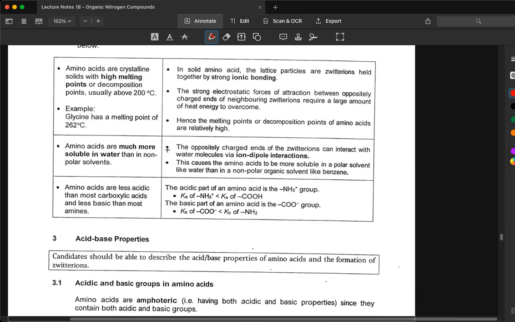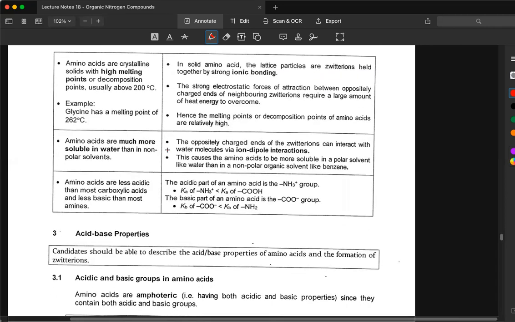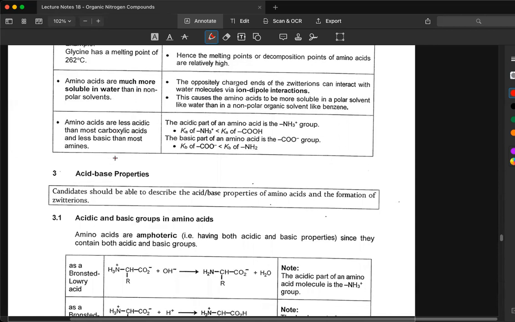And amino acids are much more soluble in water because the opposite ends of the Zwitter ions interact with water molecules via ion-dipole interactions. So this causes the amino acids to be more soluble in polar solvents compared to non-polar organic solvents like benzene. Amino acids are less acidic compared to carboxylic acid and yet less basic than amine. So the acidic part is actually lesser: the Ka of the NH3+ is lesser than that of the COOH, and the Kb of the COO- is lesser than the Kb of NH2.